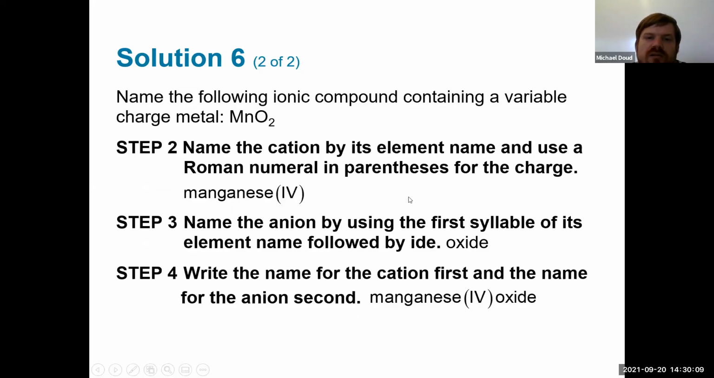Okay, well, how do we name it? Mn is manganese. With a 4 plus charge means it's manganese 4, or IV here, followed by the name of the anion, which is oxide. We get our final answer here, which is manganese 4 oxide. Isn't that fun? It's not too bad, right?